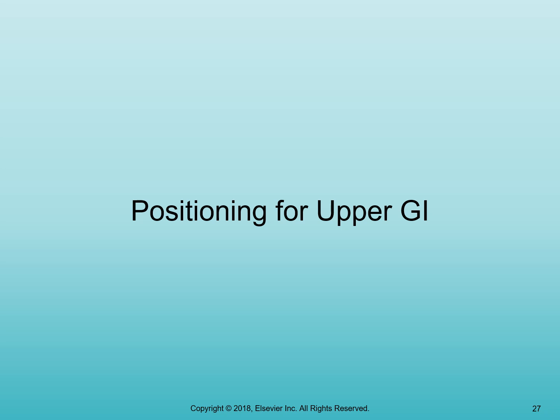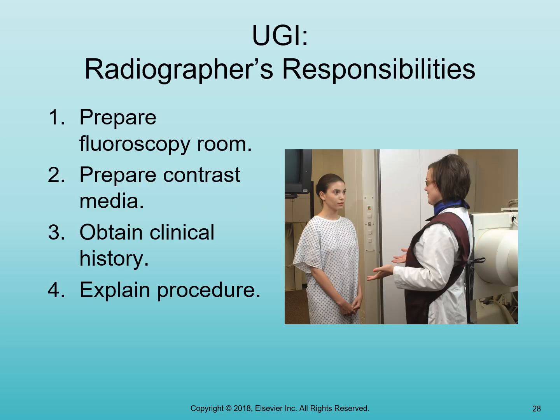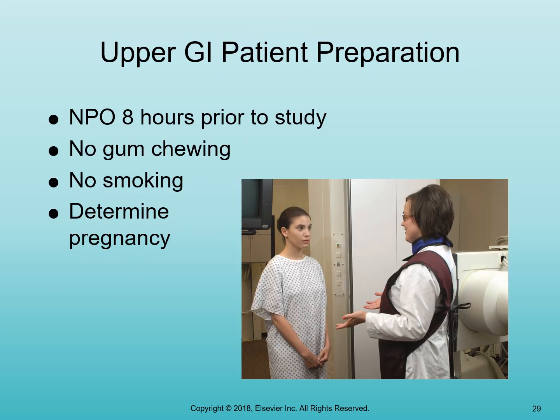All right, and that takes us to our positioning and our prep for an upper GI procedure. Again, as always, our responsibilities during a fluoro study are to prepare the room, prepare the contrast media, obtain the clinical history, explain the procedure to the patient, and really, ultimately, we assist both the fluoroscopist and the patient with anything that is needed. The patient prep for an upper GI can be found on page 486.